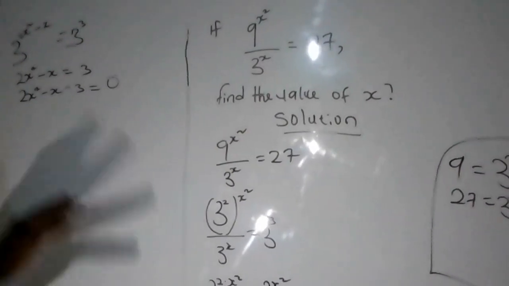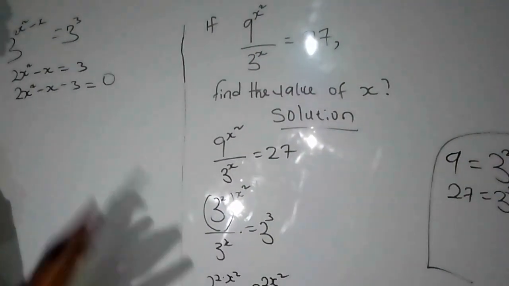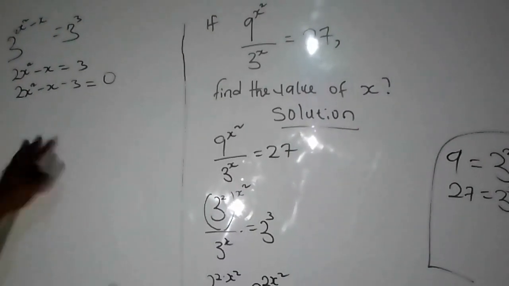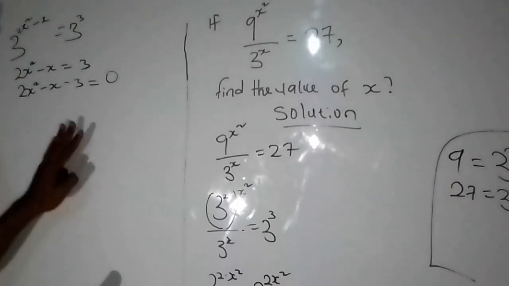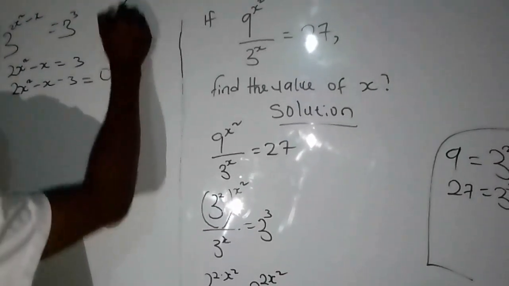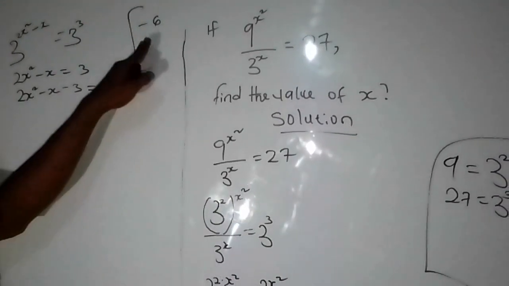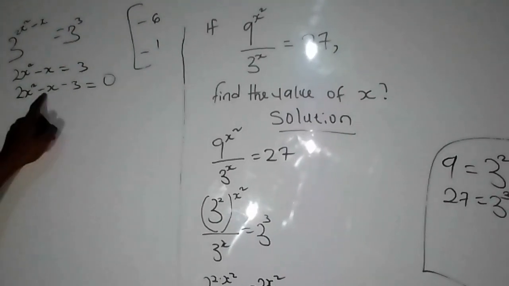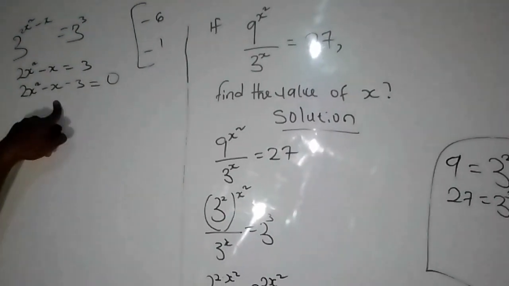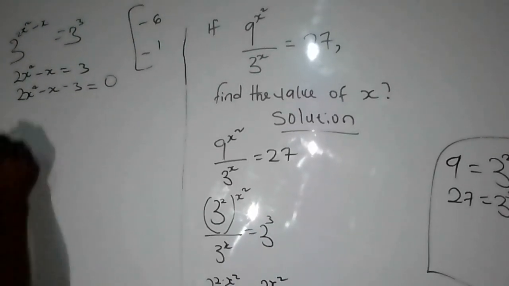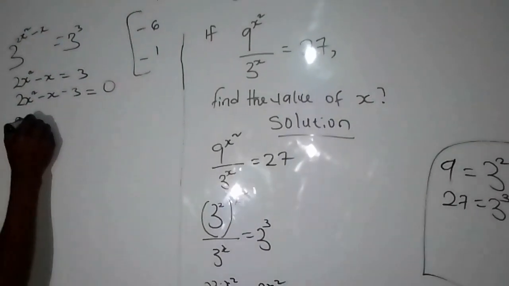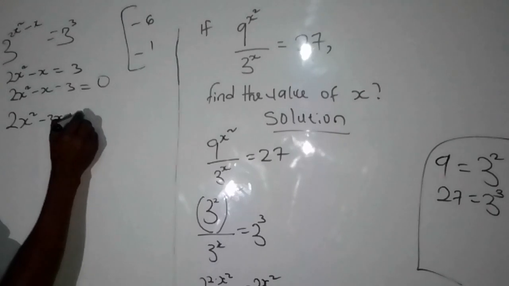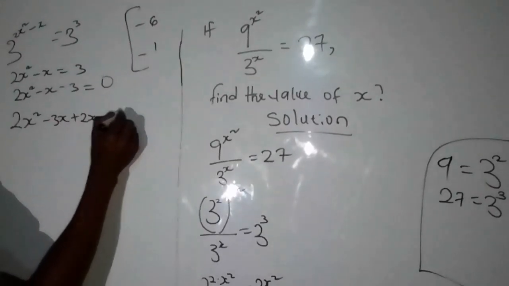Now remember, in quadratic equations we have so many methods of solving, but for today we are going to use the factorization method, which simply means that we are going to find the product of two numbers that, when you multiply them, will give you minus 6, and when you find the sum of it, is going to give you what? Minus 1. Remember, the coefficient of x here is minus 1. So now the two numbers here are, let's write them together, 2x squared minus 3x plus 2x minus 3 equals to 0.